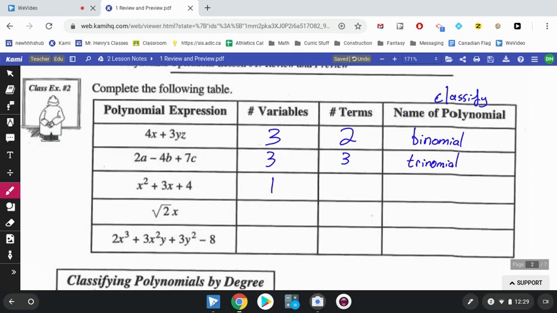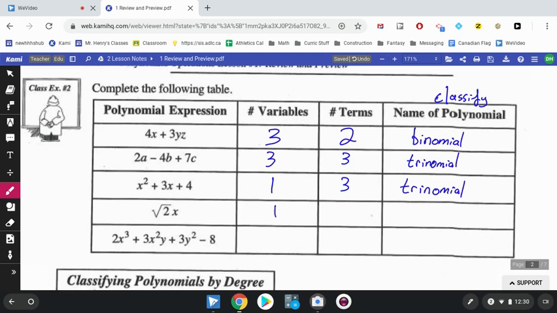Okay, x squared plus 3x plus 4. I actually only have one variable, x. X is the thing that I would plug in. X is the only letter that I see there. I have 3 terms, x squared, 3x, and 4. So the name of a 3-term polynomial is a trinomial. There you go.